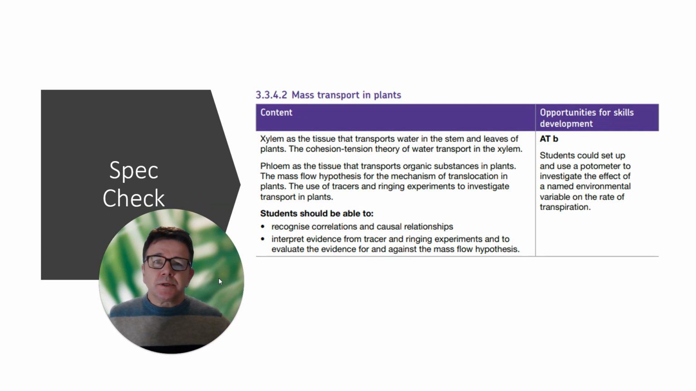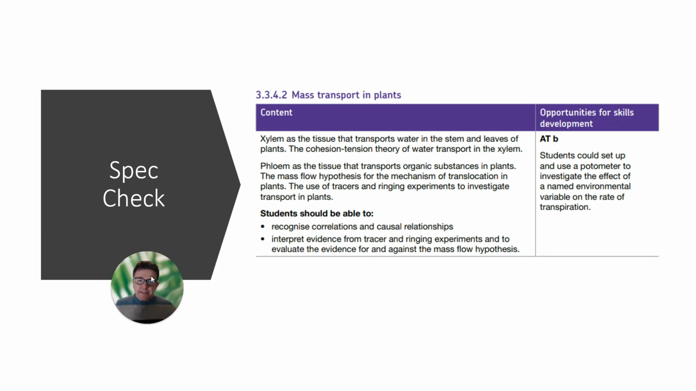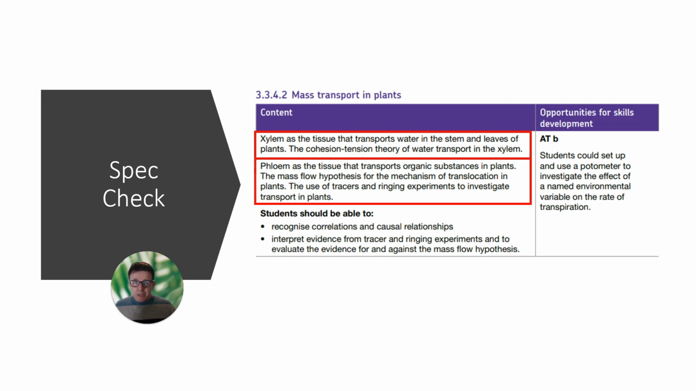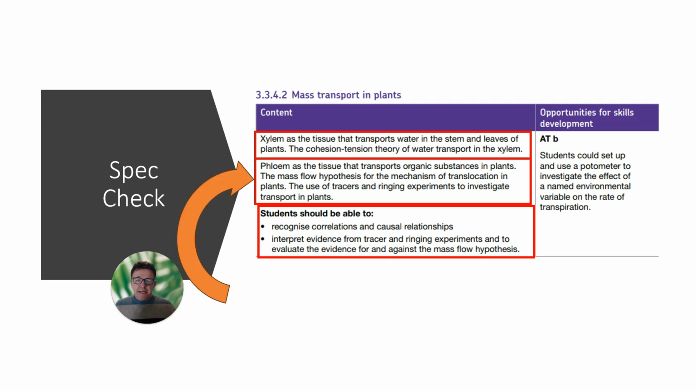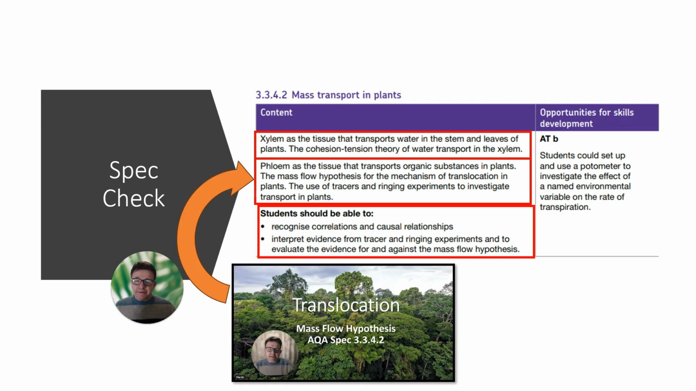So first of all, let's do a quick spec check. If we look at the spec, we're going to talk about the xylem today. If you're interested in the phloem and translocation, then you can check out my other video on translocation. I'll put the address in the description. Also, I plan to do another one about looking at correlations and causal relationships, and also experiments and investigations related to both cohesion tension and translocation.